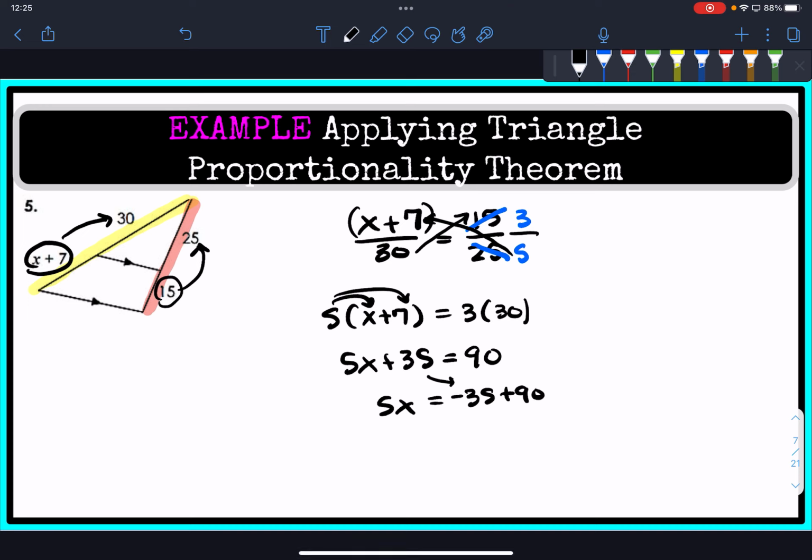And that's going to give us a total of 55. So 5x is equal to 55. And dividing by 5, we get that the value of x is equal to 11. And there's your value for x.